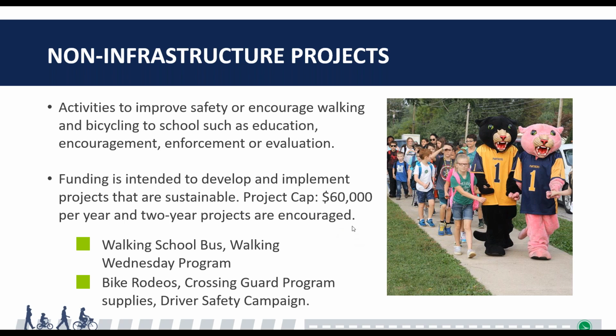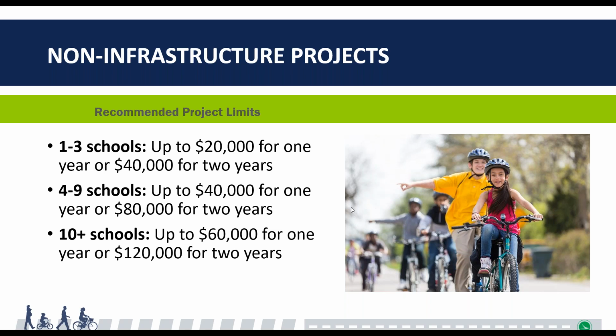A couple examples of non-infrastructure projects could be developing a walking school bus program or a walking Wednesday program, hosting bike rodeos, purchasing crossing guard program supplies, or doing a driver safety campaign. Also new this year, we're allowing any applicant to apply for up to $60,000 per year. We do still have some recommended project limits that are based on the number of schools that would be impacted by the project. And in general, the amount that's requested should really reflect the expected student impact. So again, anybody can apply for up to $60,000 for 1 year, and has the opportunity to build their case for why they will be able to maximize their student impact.